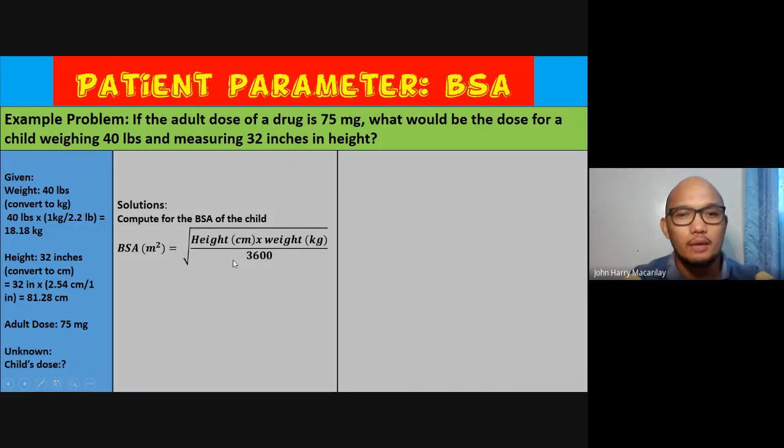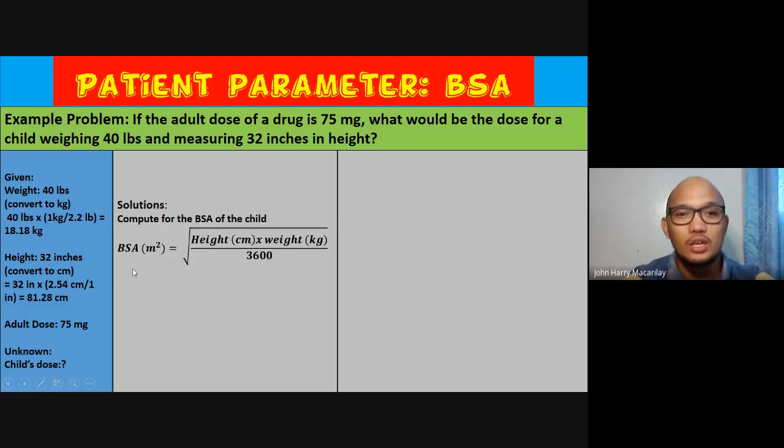For the first step, we have to compute the body surface area of the child using this particular formula. But in this formula, the height should be in centimeter and the weight should be in kilogram. So this means that we have to convert the weight from pounds to kilograms, which is now equivalent to 18.18 kilogram. So how do we get the 18.18 kilograms? Multiply 40 pounds by a ratio that is equivalent to 1 kilogram per 2.2 pounds. Cancel the unit of pounds. What's left is just the kilograms. So this is now equivalent to 18.18 kilogram.